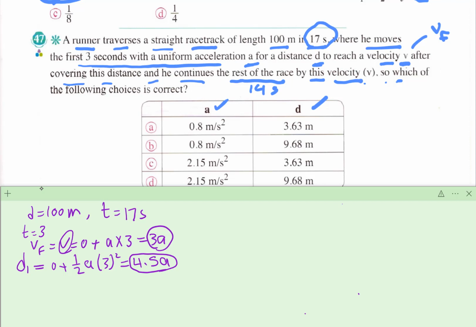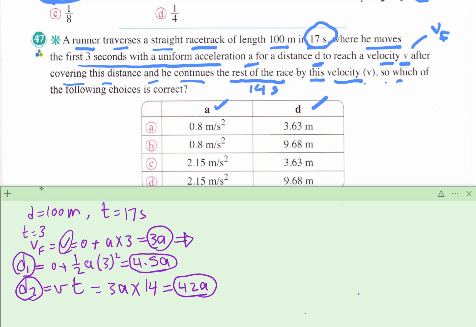About the second distance, D2, he moves with uniform velocity. So VT, V is the same, V equals 3A, right? From this relation, times T, the rest of time equals 14. So 3 times 14 equals 42A. So this is the first distance and second distance.